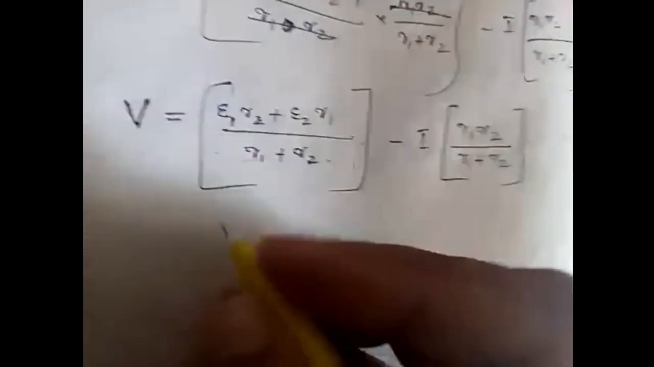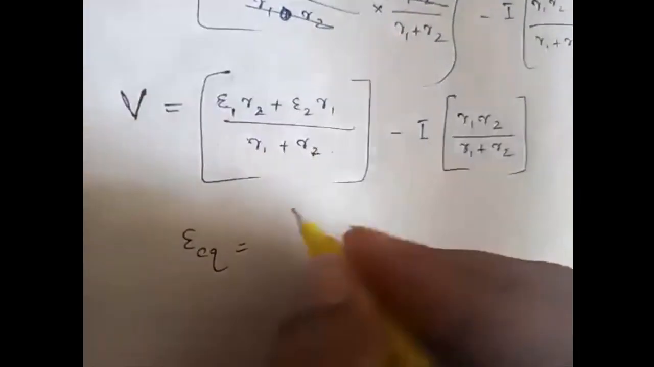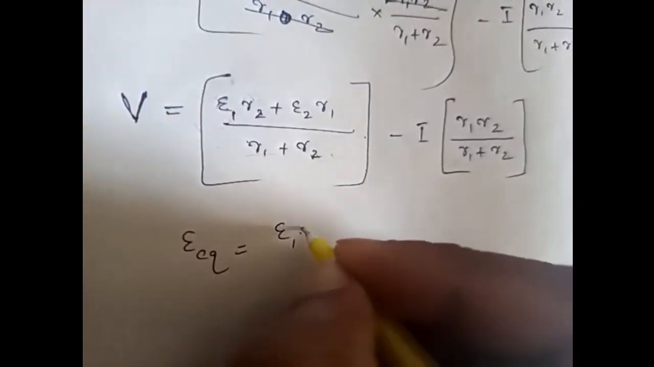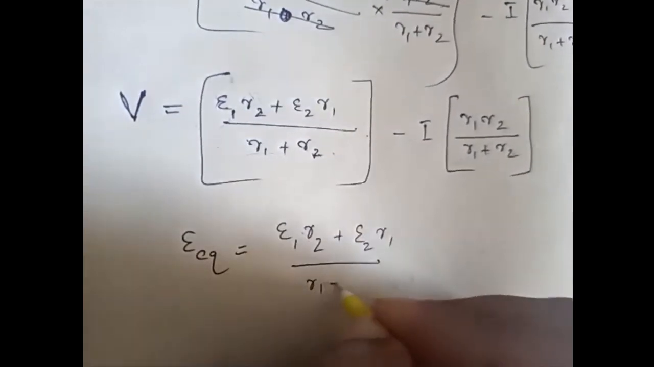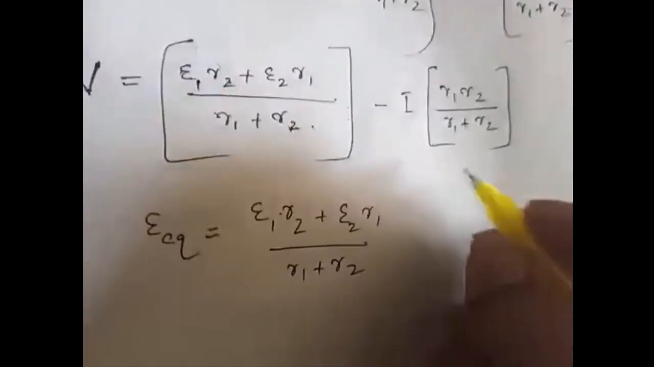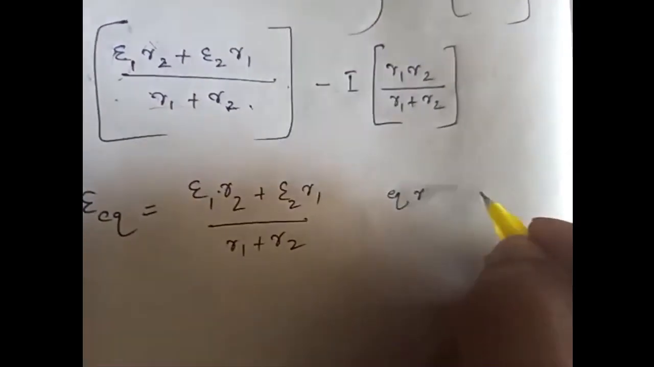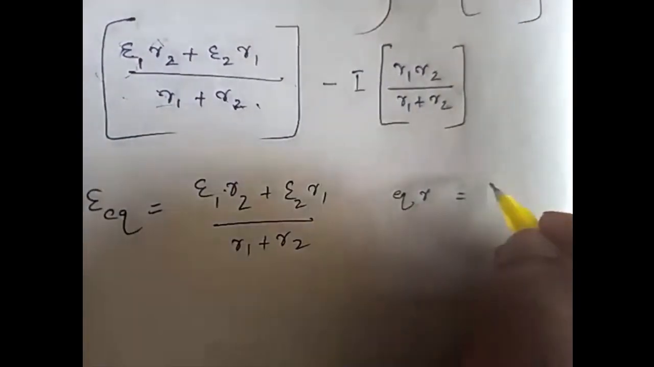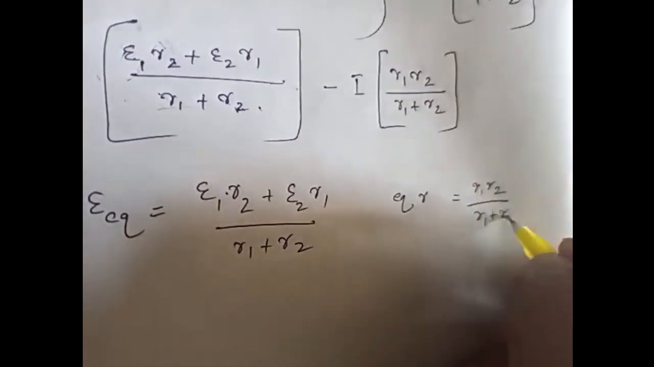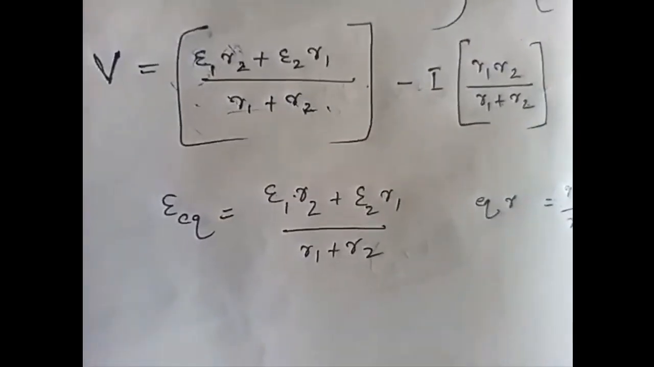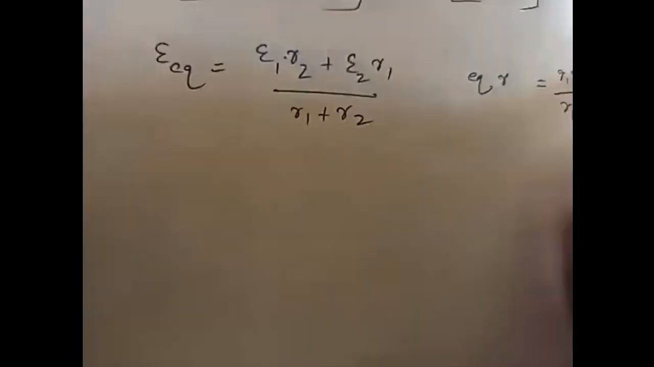So we can say that the equivalent EMF will be equal to E1 R2 plus E2 R1 by R1 plus R2, and the equivalent internal resistance will be equal to R1 R2 by R1 plus R2. Understood? That is clear now? That will be the equivalent resistance.